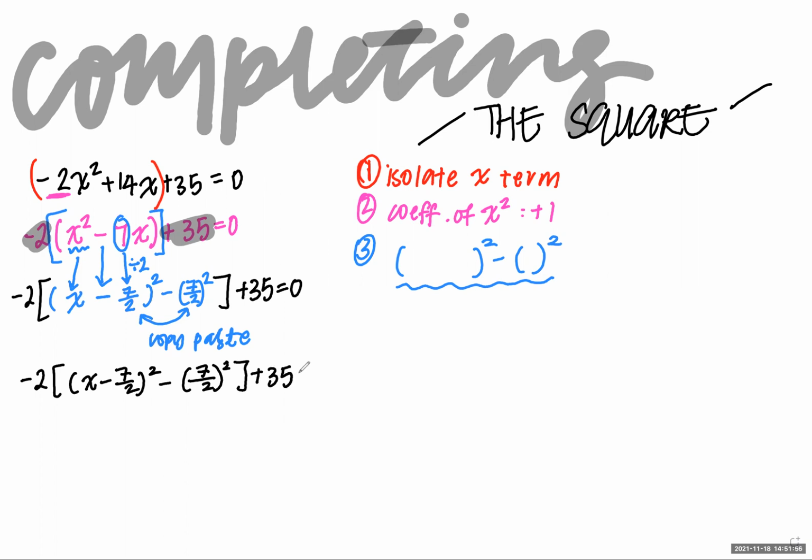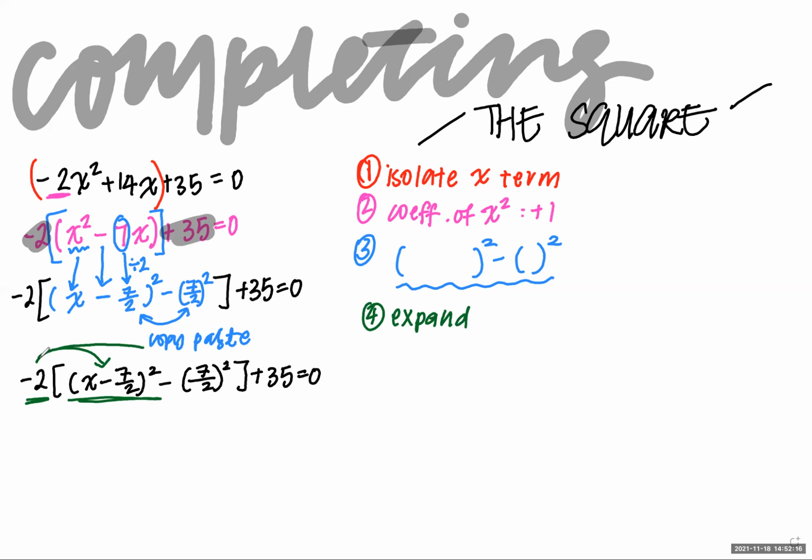Okay, so for this stage, we're going to start expanding. So step 4 is we're going to expand. Now, this is the part that a lot of students also make mistake. So expand means this negative 2, this is one term on its own. You multiply, but you do not expand out the x minus 7 over 2 square.